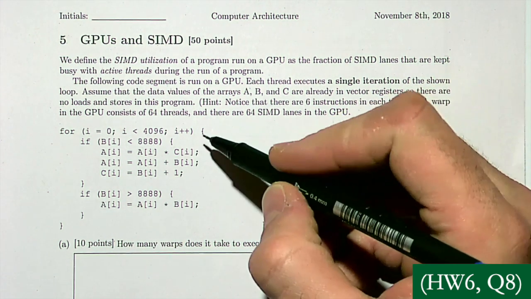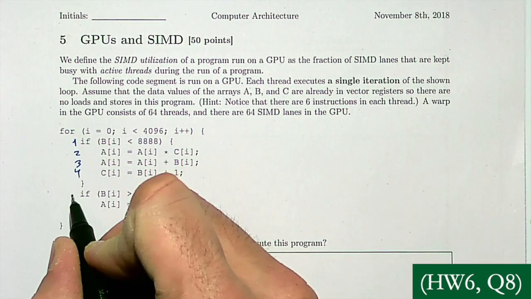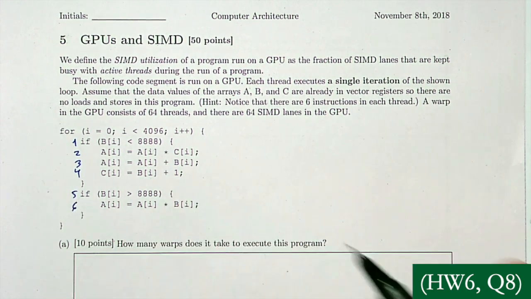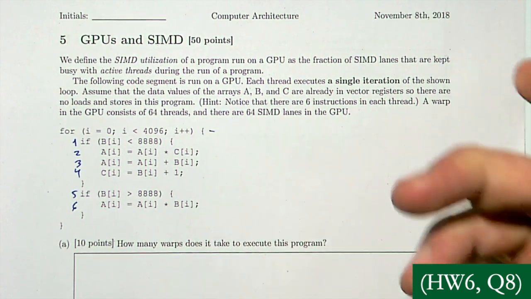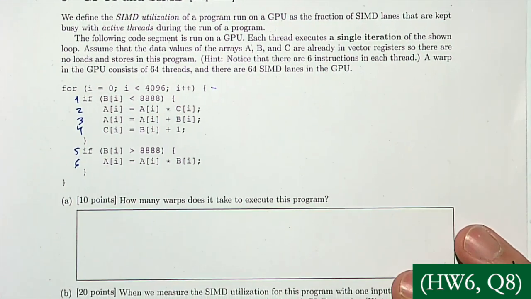I will tell you now how to count these 6 instructions. The first one is this if. Then we have 3 instructions inside the first if statement. The 5th instruction is the second if, and this is the 6th. Why don't we have to worry about the for loop? Because the for loop simply expresses the number of threads that we need to use. This is the sequential code that we are going to parallelize using the multiple threads that the GPU provides. The question also says that each of the iterations is going to be assigned to one individual thread. So we already know the total number of threads that we need to execute this program: it's 4,096.